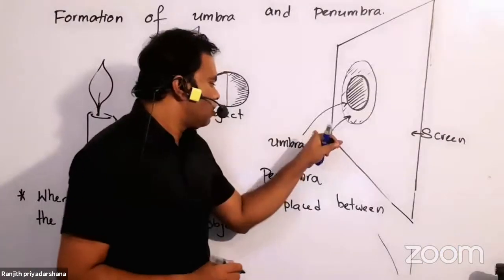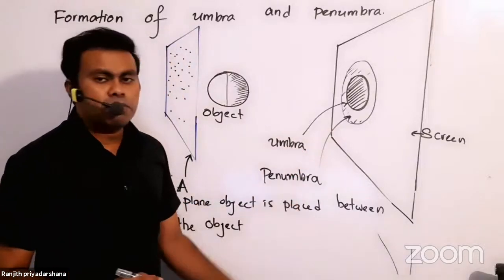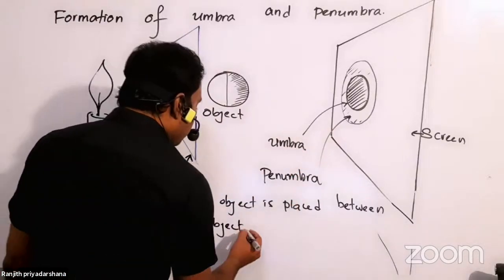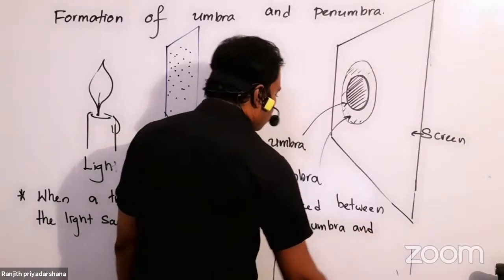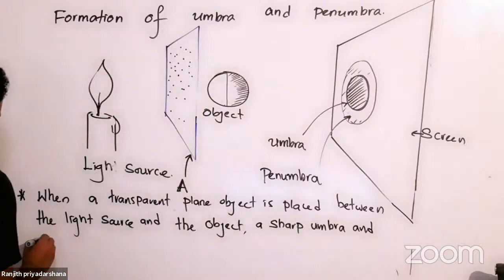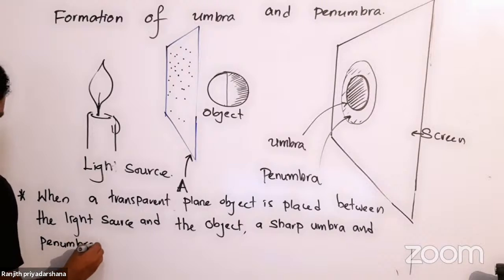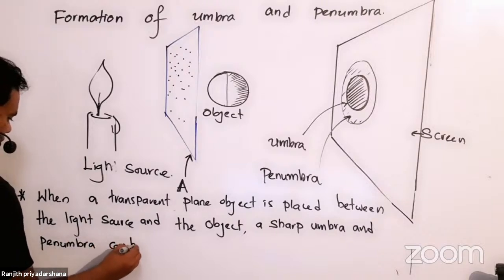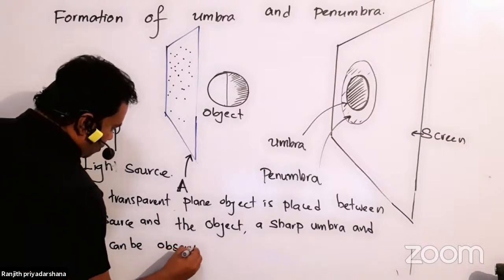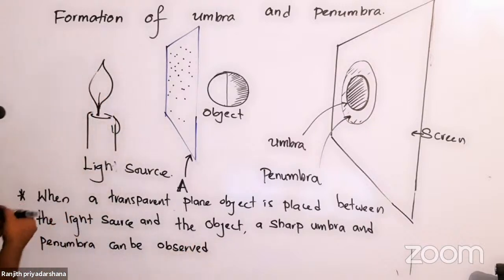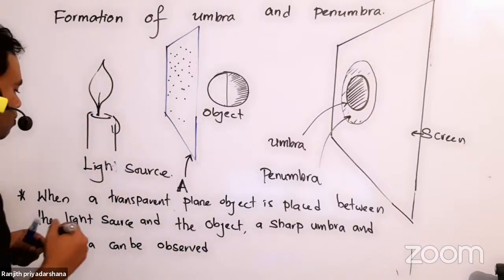a clear, sharp umbra and penumbra can be observed. Sharp umbra and penumbra can be observed.